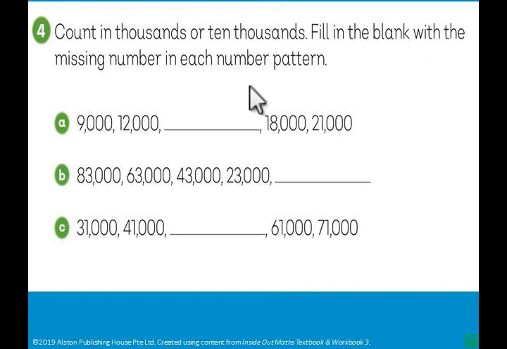A, can you guess, add more to find the missing number here. 9,000, 12,000, 18,000, and 21,000. What is the missing number pattern here? B. 83,000, 63,000, 43,000, 23,000. Number pattern here? C. 31,000, 41,000, 61,000, 71,000. What is the number pattern here? Did you understand? Very good. If you understand, just write your answer in your book.